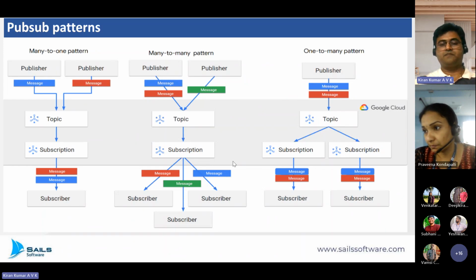Finally, this one to many pattern, which is fan out. Here multiple publishers can exist, and they send the messages to this topic. Multiple subscriptions exist, and to each subscription, all the messages will be sent. So if we want to send all the messages to all the subscribers, fan out is the best option.